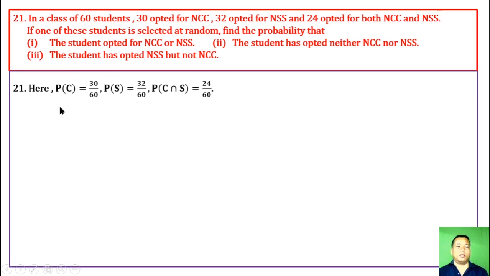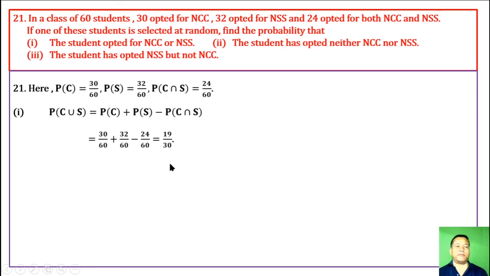Let us solve. Let C and S be the sets of the events of who opted for NCC and who opted for NSS. Then P of C is 30 by 60, P of S is 32 by 60, P of C intersection S is 24 by 60. For Roman number 1, we have to find P of C union S, which is equal to P of C plus P of S minus P of C intersection S. Giving their respective values and solving, we get 19 by 30.